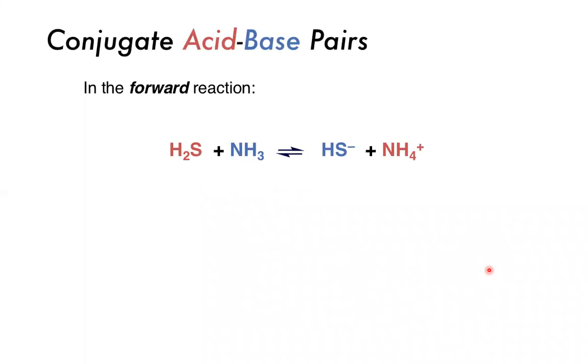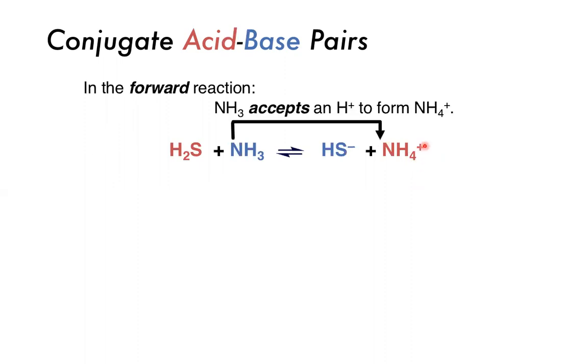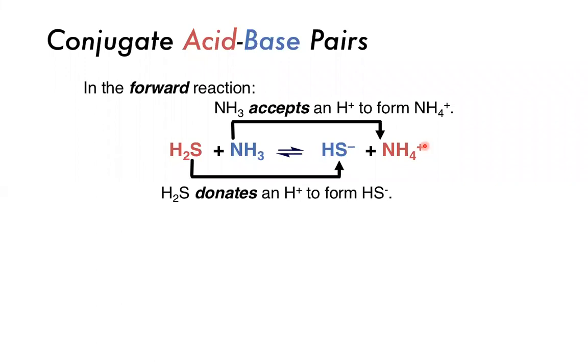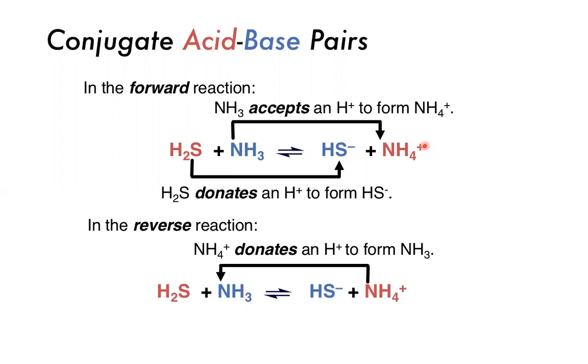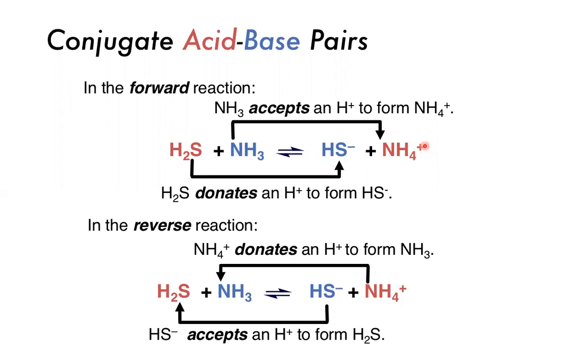So conjugate acid-base pair. In the forward reaction, here we have H2S, hydrogen sulfide, plus ammonia gives us HS minus plus NH4 plus. So that's the forward reaction. NH3 accepts a proton to form NH4 plus. Then H2S donates a proton to form HS minus. And in the reverse reaction, ammonium donates a proton to form ammonia, and then we have this HS minus which is going to accept a proton to form H2S again.